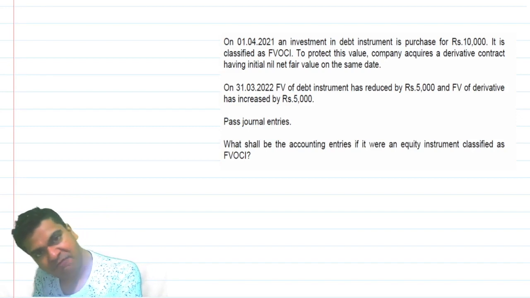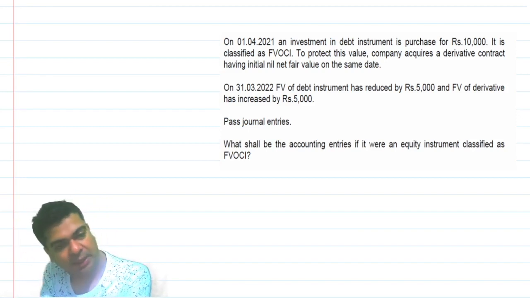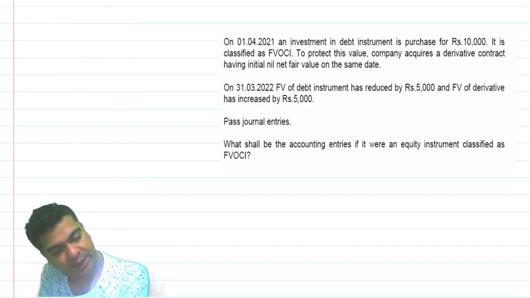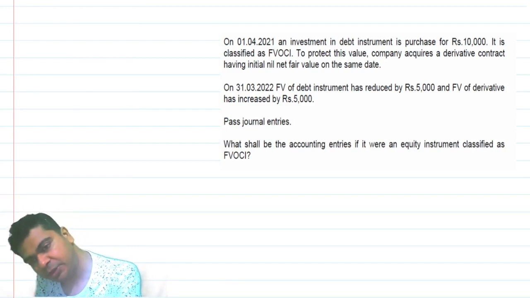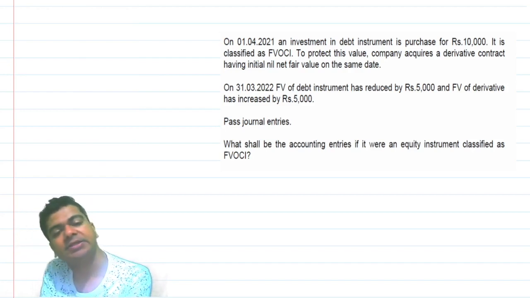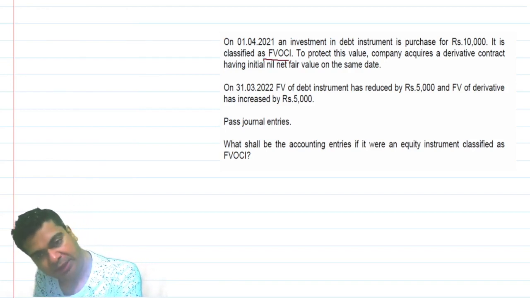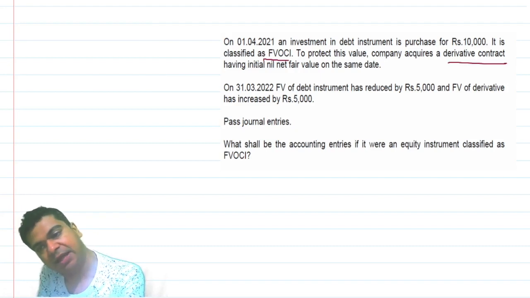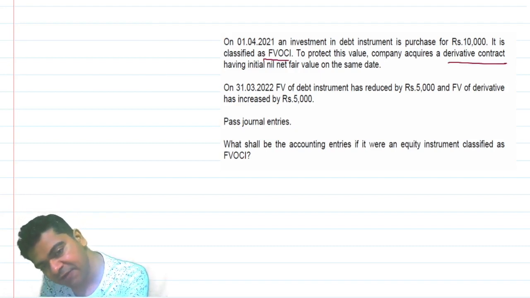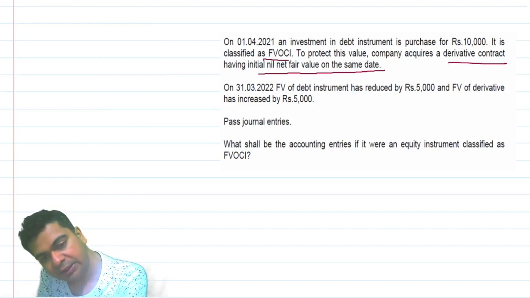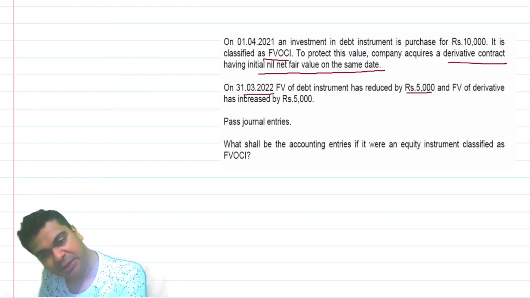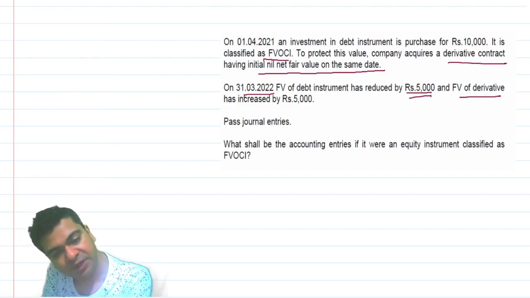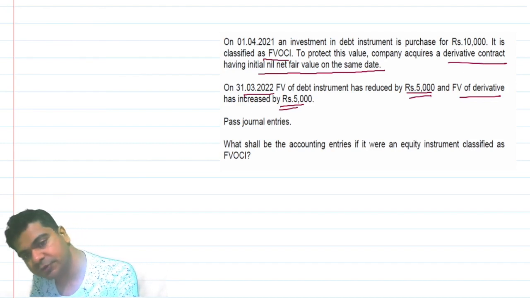Yes, let's see a question on fair value hedge, and a lot of things will become really clear. They are saying on 1st April 2021, an investment in debt instrument is purchased for rupees 10,000. It is classified as FVOCI. To protect this value, company acquires a derivative contract having initial net fair value of nil on the same date. On 31st March 2022, after a year, fair value of the debt instrument has reduced by 5,000 while fair value of the derivative has increased by 5,000. Pass the journal entry.